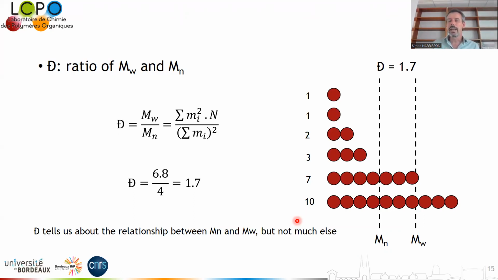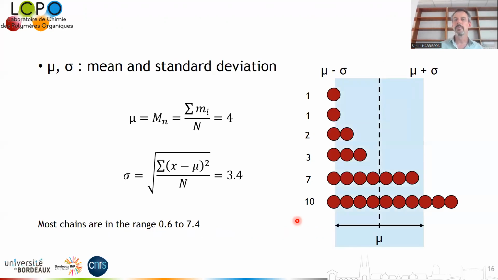It doesn't really tell us anything about the range of molecular weights that we might expect to find in a polymer. And if we wanted to know more about that, we might turn to the kinds of statistical measures that we typically use for distributions, such as the distribution of the heights of people in a room or the distribution of temperatures in a city throughout the year. And that would be the mean and the standard deviation.